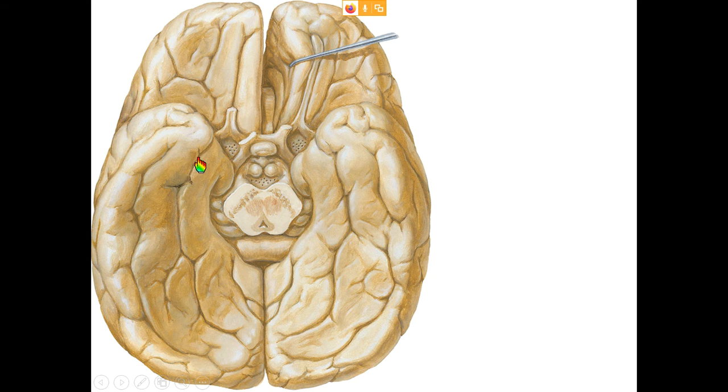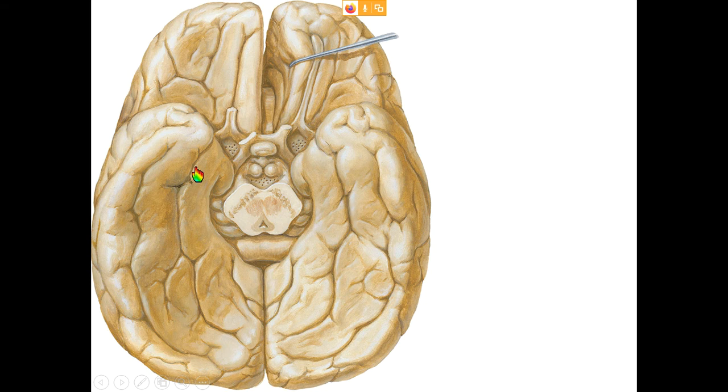Coming to this collateral sulcus, it is a complete sulcus. You can identify from here to here, meaning it extends from anterior to posterior. Why it is called a complete sulcus is that it projects into the inferior horn of the lateral ventricle.